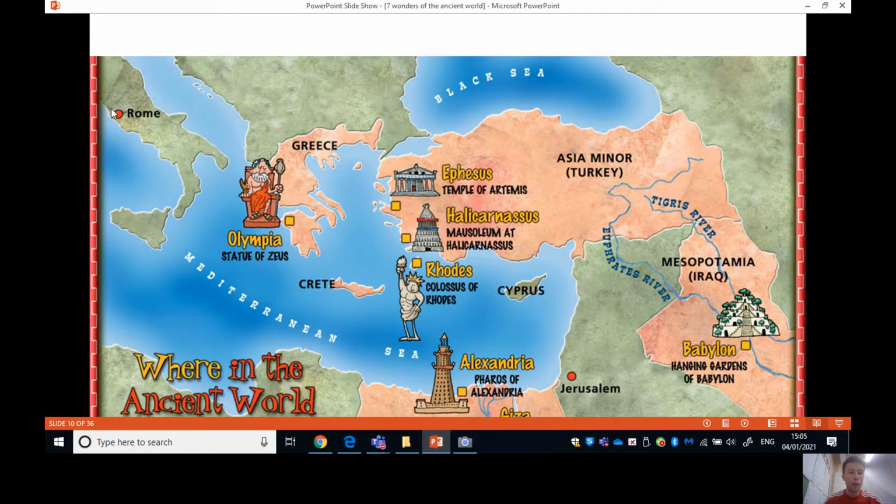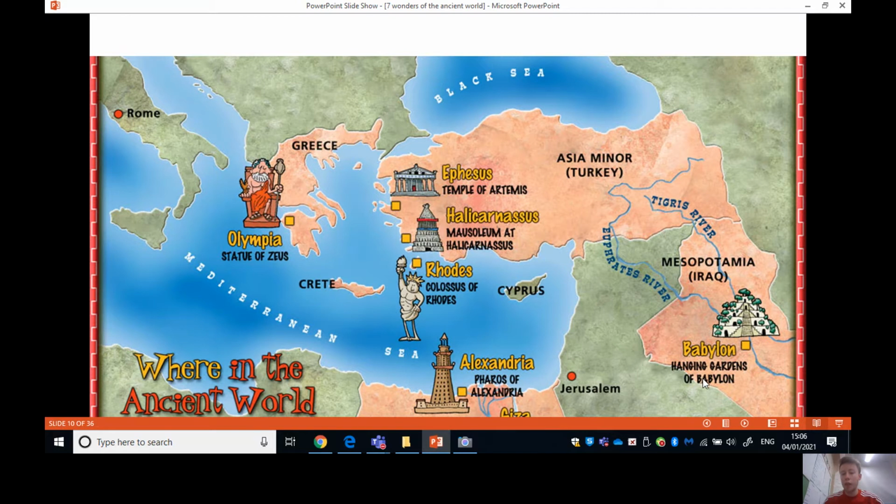As you can see here, Rome is up here, not too far away from Greece. So we're in around northern Africa and Eastern Europe at this point. So we had Olympia here. We had the Temple of Artemis in Ephesus here, which is in Asia Minor of the ancient world, or Turkey nowadays. Halicarnassus was where the mausoleum at Halicarnassus stood, which was also in Asia Minor, or as we call it now, Turkey. The Colossus at Rhodes was on this island called Rhodes, just south of Turkey and a little south east of Greece.